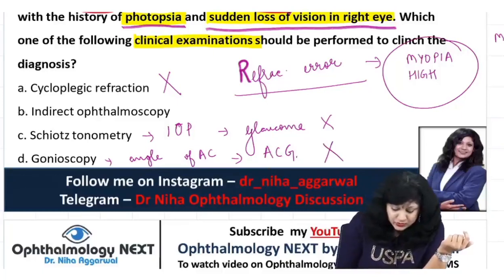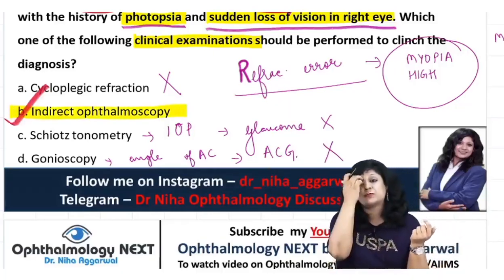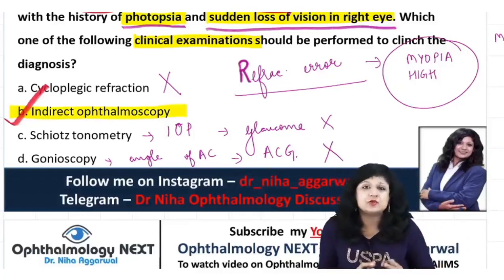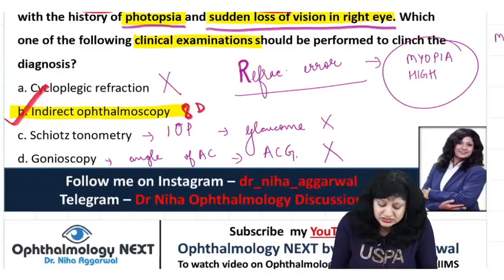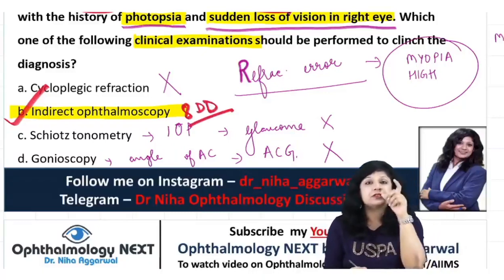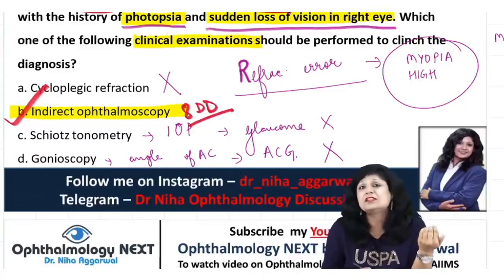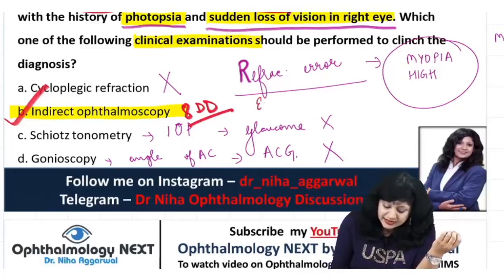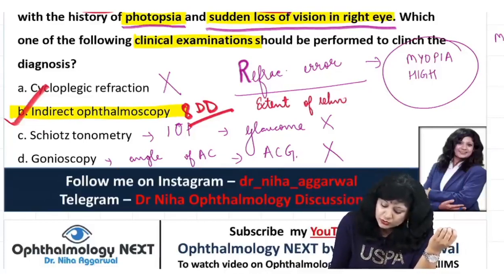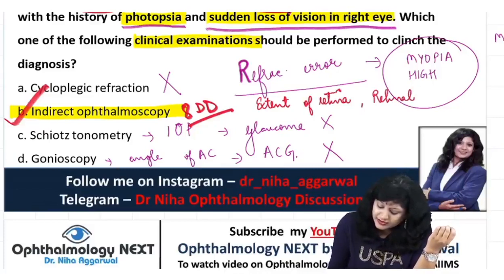So the answer to this question is indirect ophthalmoscopy. We require the indirect ophthalmoscopy. By doing that, you are able to see a large area of the retina, that is 8 disc diameters. You are able to see if there is some detachment of the retina. You will also be able to see the extent of the retina, right? Then you will also be able to see the retinal hole or the retinal tear.